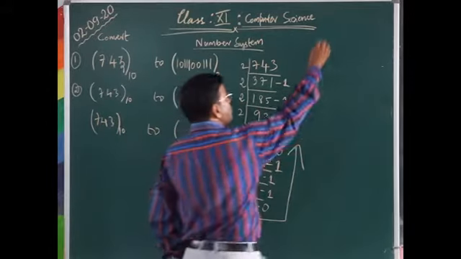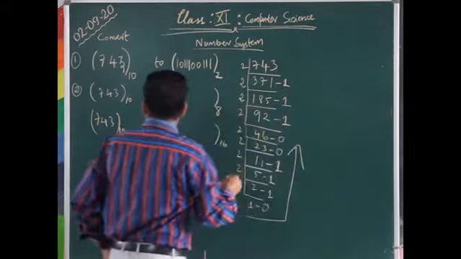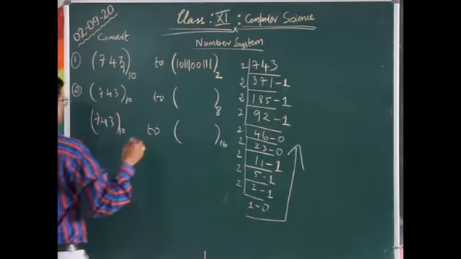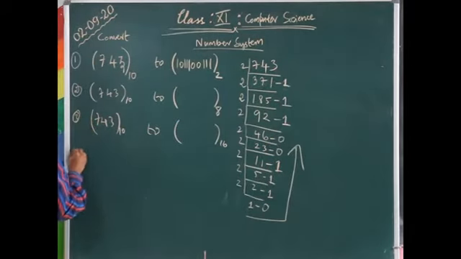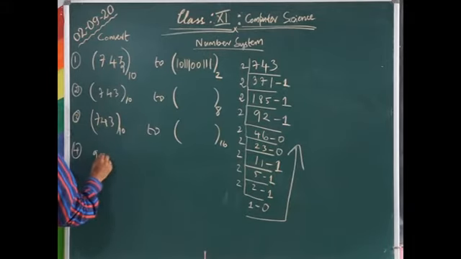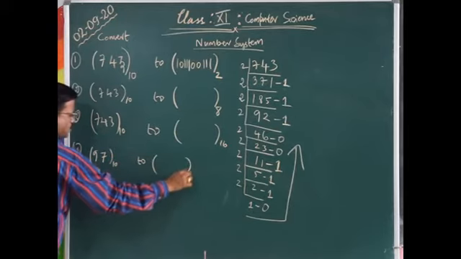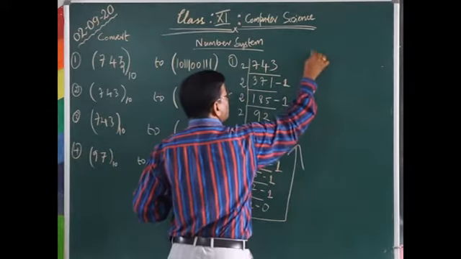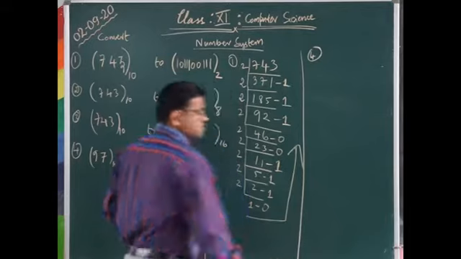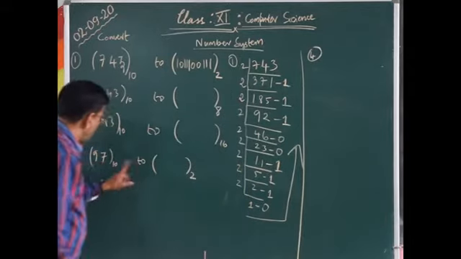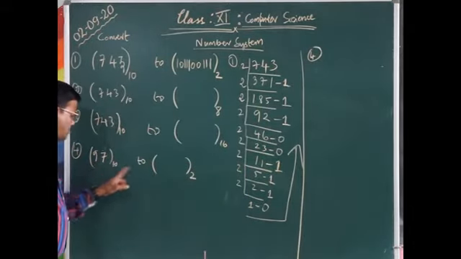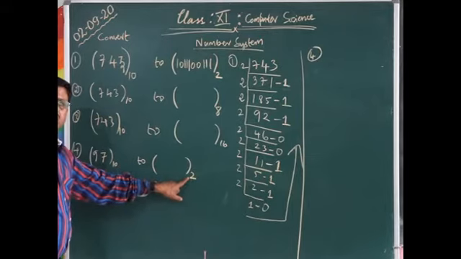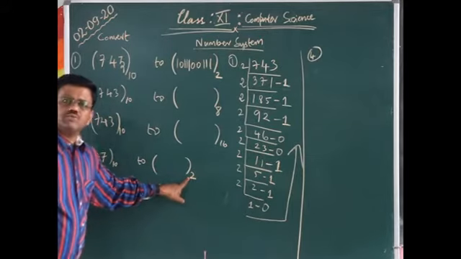Okay? 97. This is the problem, the fourth problem I will do: 97 of decimal to binary. This is the first problem, boys and girls. Here is the fourth problem. Should I do it? Yes. What is the number given? 97 of decimal to binary.